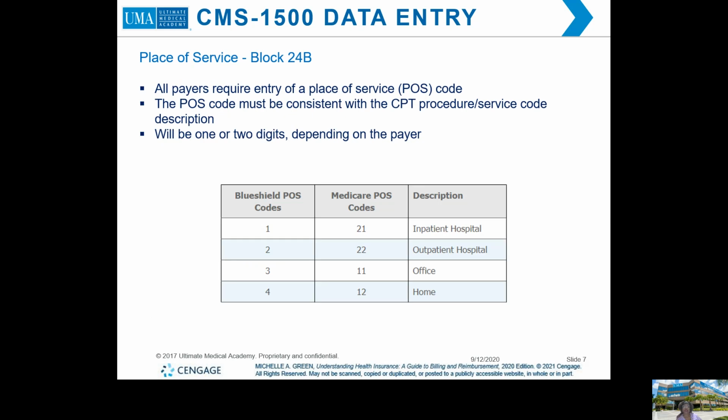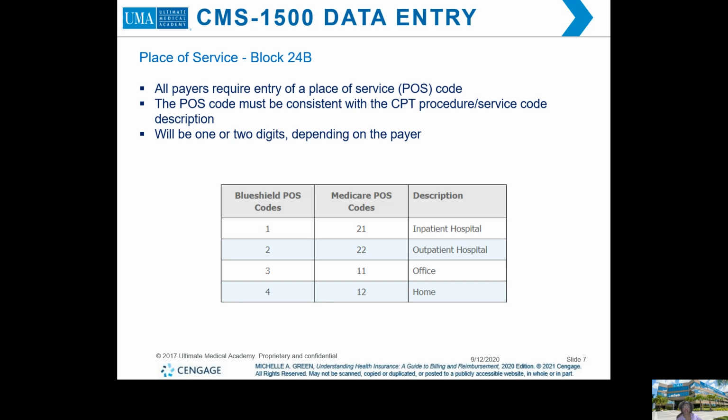Let's talk about place of service. Well, it is just what it says. Where did the service occur? That's important. It depends on the payer what particular place of service codes you do use. For Medicare and probably a lot of other third-party payers, you use a 2-digit. However, Blue Cross Blue Shield, they have a 1-digit code. So you have to know your payer in order to figure out what goes in particular data blocks.